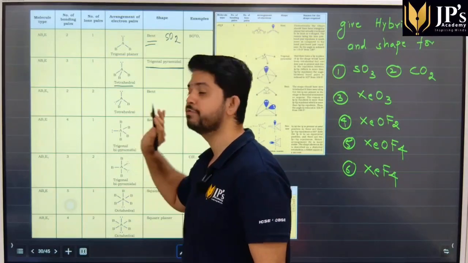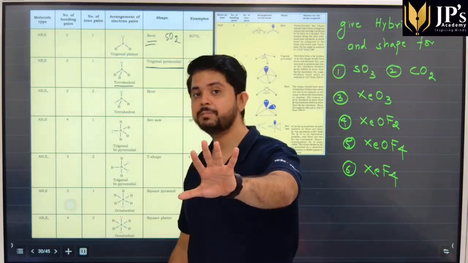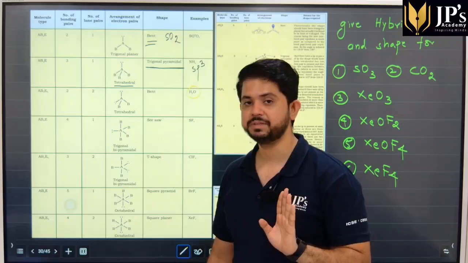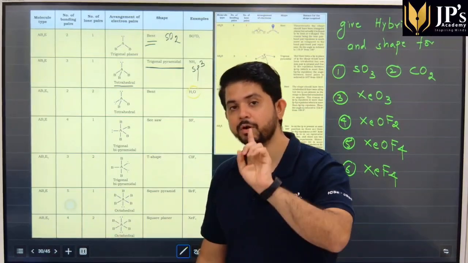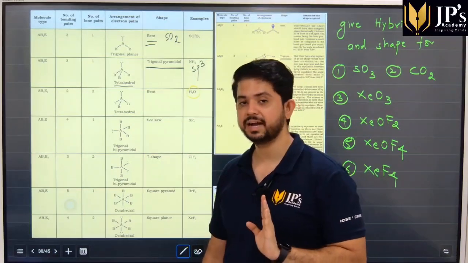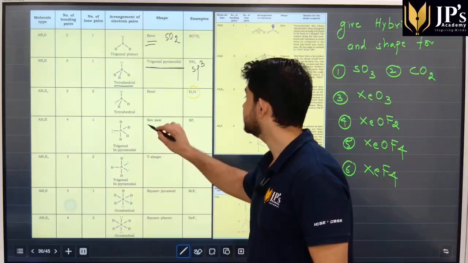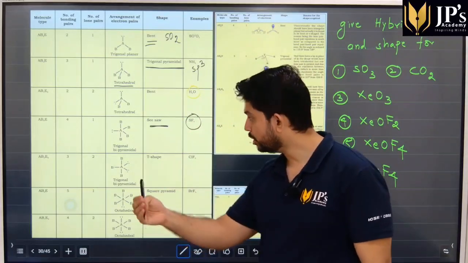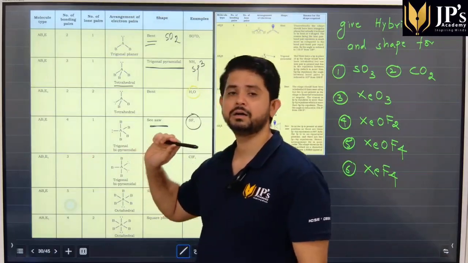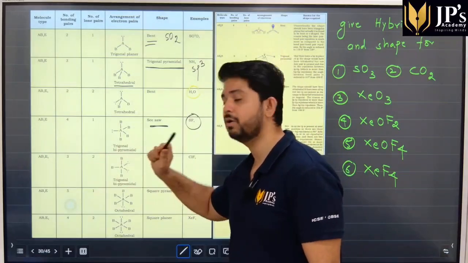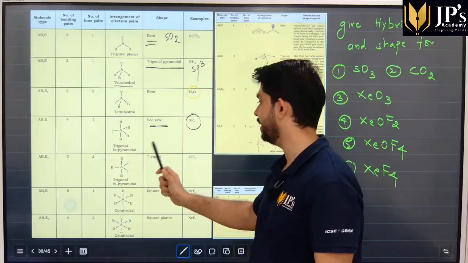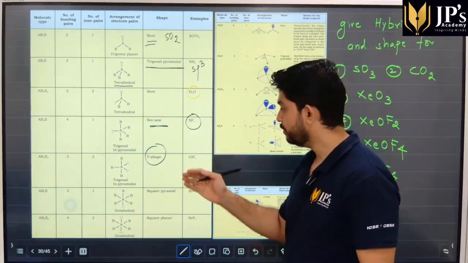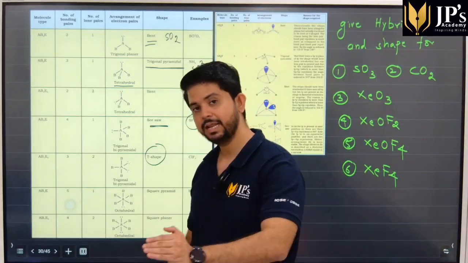Next, if you have 5 sigma bonds, that would have been trigonal bipyramidal sp3d. But if 4 bond pairs and one lone pair come in, then the shape becomes seesaw. The example is SF4. Now, students, one more: if we have 3 bond pairs and 2 lone pairs, the shape becomes T-shaped. So what we observe is one bond pair is going out and one lone pair is coming in.